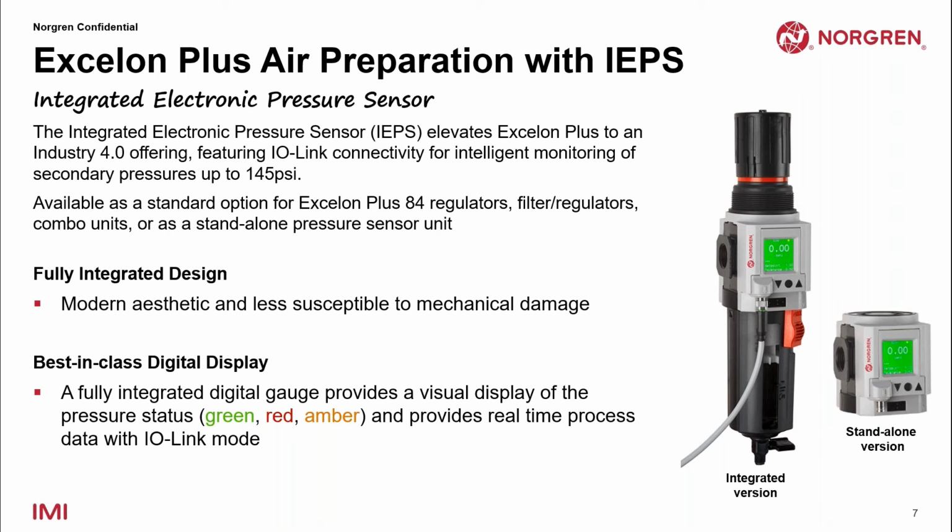The IEPS also provides at-a-glance maintenance with a color display that changes based on pressure level. Green means pressures are within limits, red means pressures are outside of limits, and amber designates a fault.